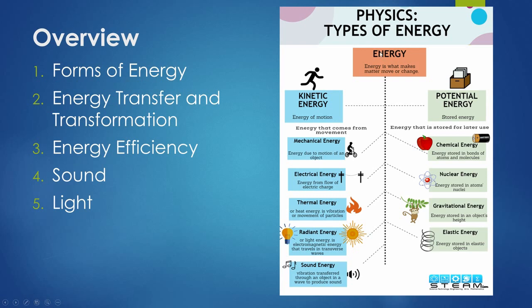So we can see that energy is what makes matter move or change. We can see kinetic energy and potential energy over this side. So all of these things down here are types of kinetic energy because they're energy that comes from movement. Potential energy, all of these things down here are considered potential energy. And we'll look at each of those ones in a little bit more detail as we go.